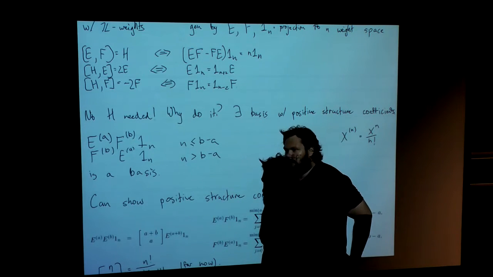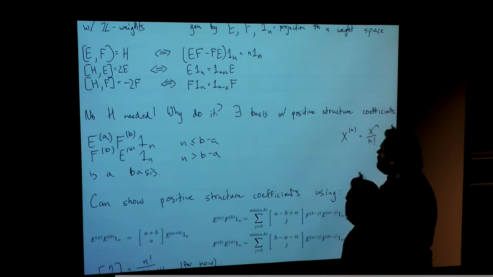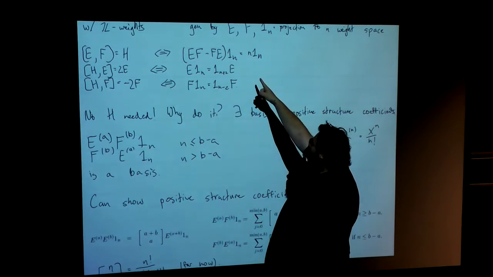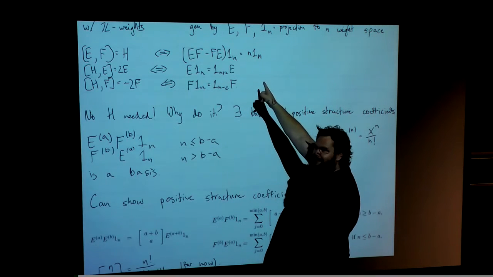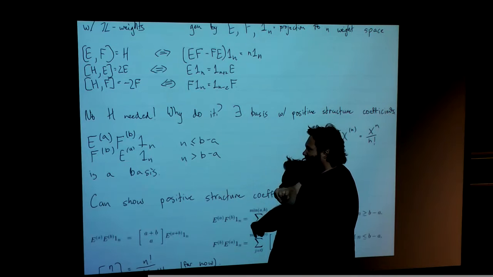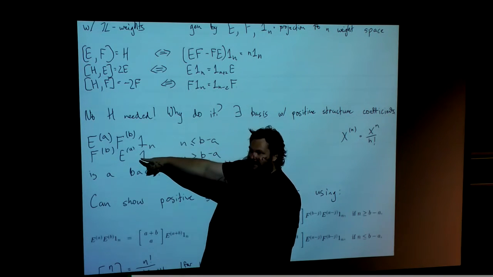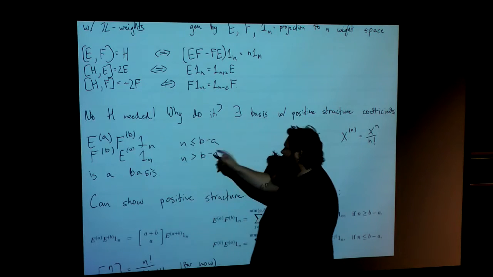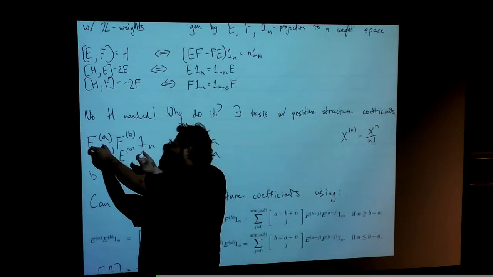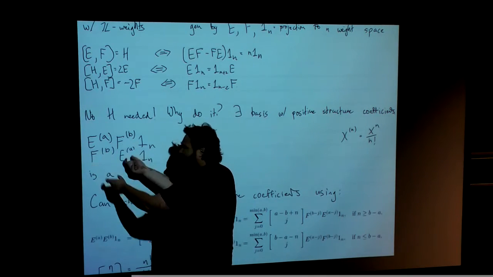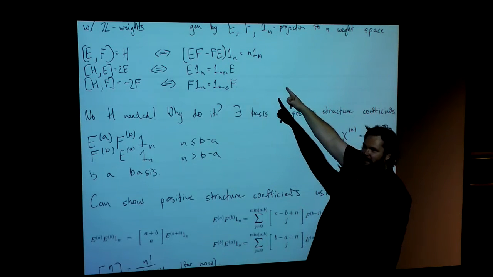But can't it be negative? In the first equation, this equation? Yes, that's true. But you can rearrange. Well, this will be important. We'll get to it. Okay. So you see here, this is my basis that is going to have positive structure coefficients. So sometimes I take E times F, sometimes I take F times E, and that's exactly because of that. Sometimes it's positive.